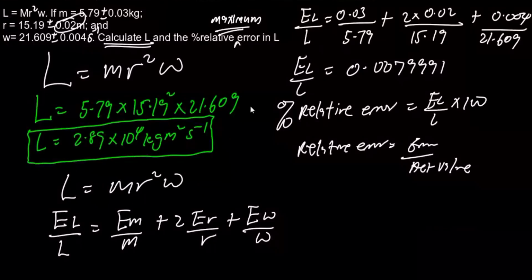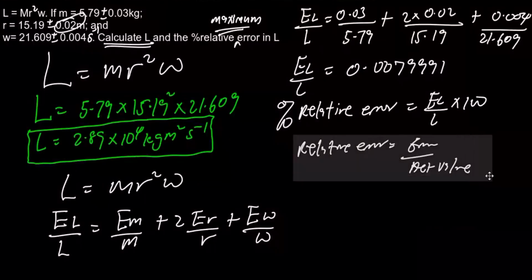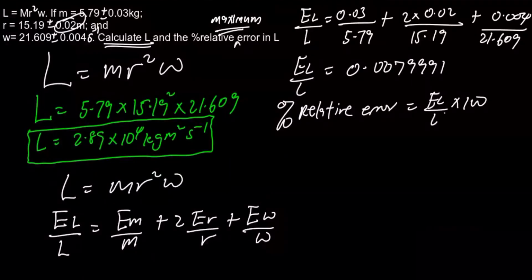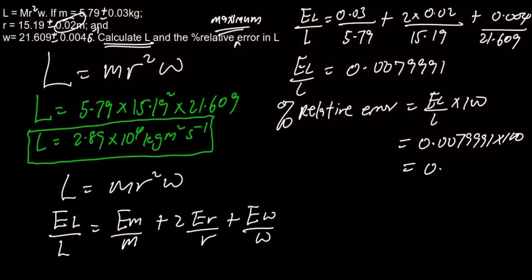And altogether, what is your error over actual value? What do you get? Error over actual value is what? 0.007991 times 100. Multiply this by 100, you have 0.7999, and that's approximately 0.8%. And that is it. So that is it. Now, this is the answer to the question.